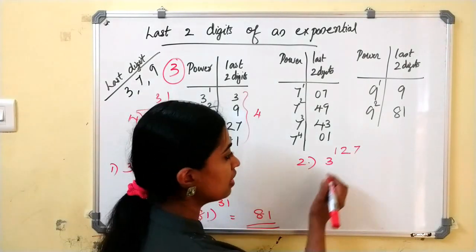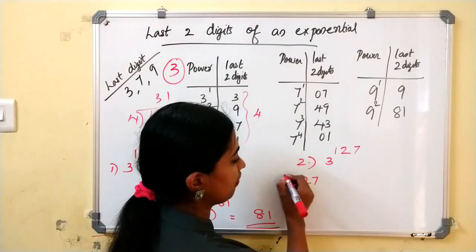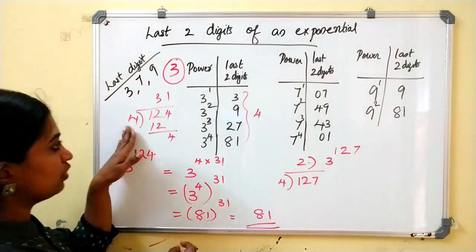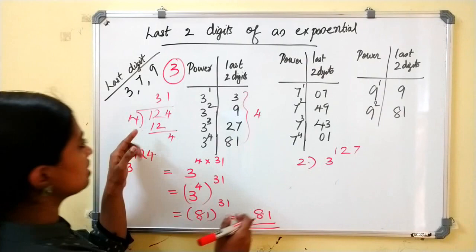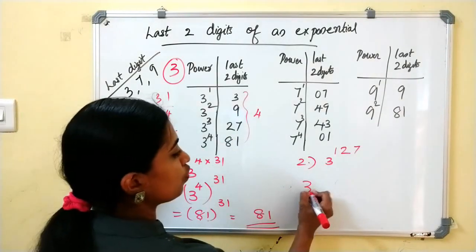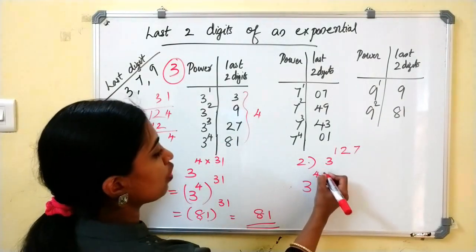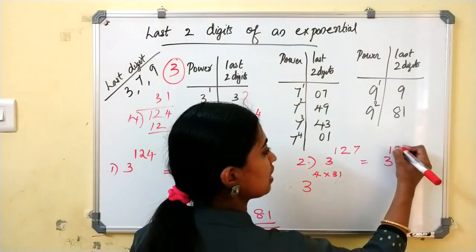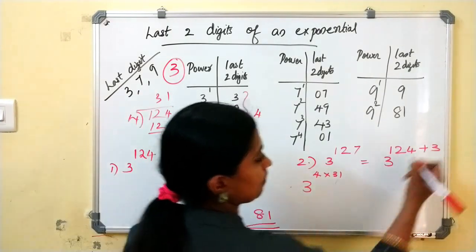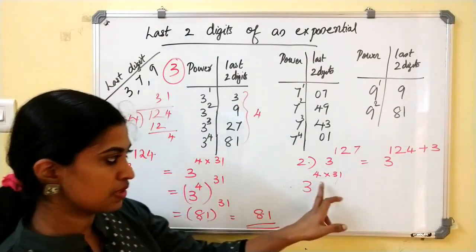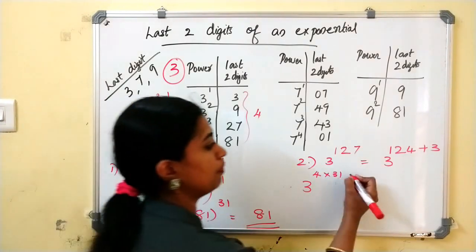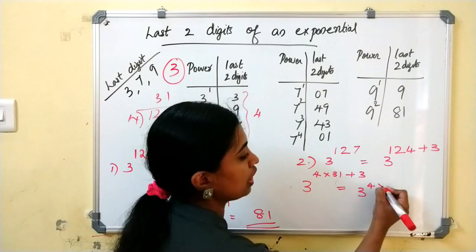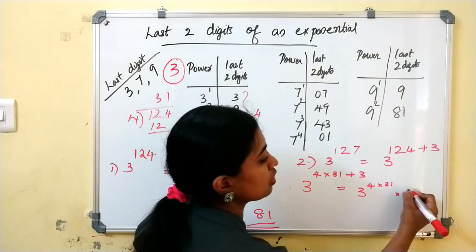The ending digit will be, first we have to take 127 divided by 4. So here we have done the case of 124, so it is not needed. Let us take it from here. So 3 raised to 127 can be expressed as 4 into 31. 4 into 31 is 124. So 3 raised to 127 is 3 raised to 124 plus 3. 124 can be expressed as 4 into 31 plus 3. That is equal to 3 raised to 4 into 31 into 3 raised to 3.